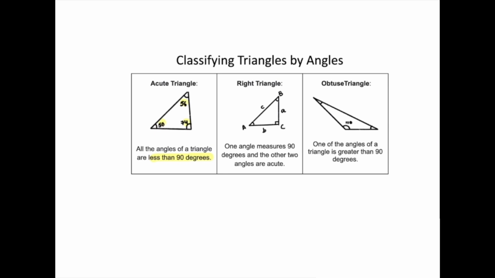The next kind of triangle is a right triangle. With a right triangle, we have exactly one angle that measures 90 degrees. Notice that we have this little box here. When you see a little box on a shape, this means that it's a right angle, or it equals 90 degrees. The last kind of triangle is an obtuse triangle. With this, we have one angle that is greater than 90 degrees. In this triangle, we have an angle that is 110 degrees. So this is an obtuse triangle.